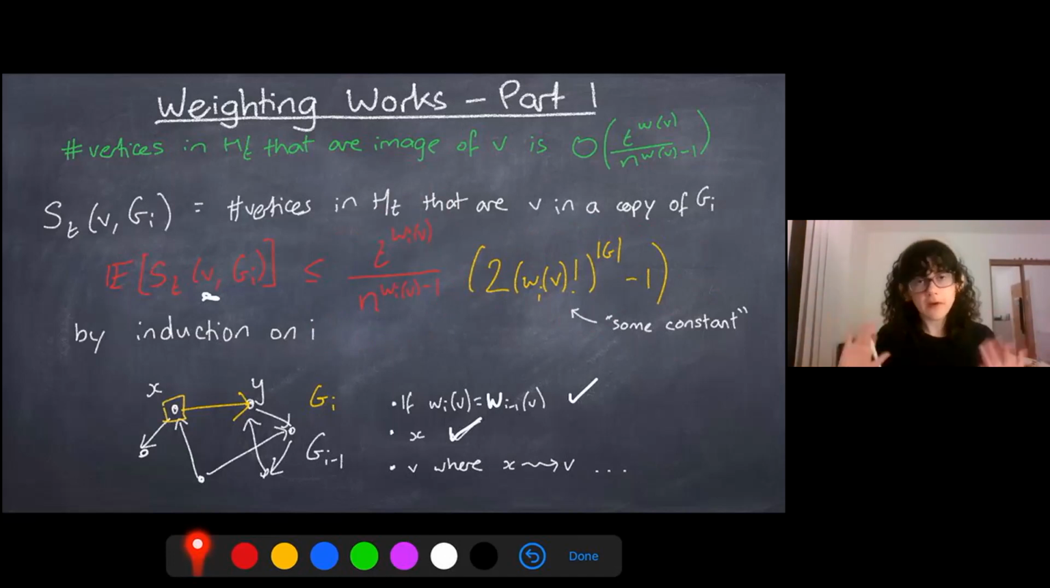So I'm being very hand-wavy because I don't really want to go into all the gory details, but essentially the idea is you just do an induction where you add in each edge of the graph G and you check that the number of copies within the semi-random graph is informed by the weight in exactly the way we expected.